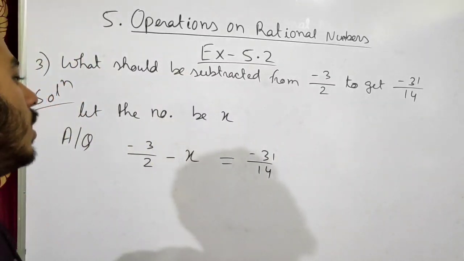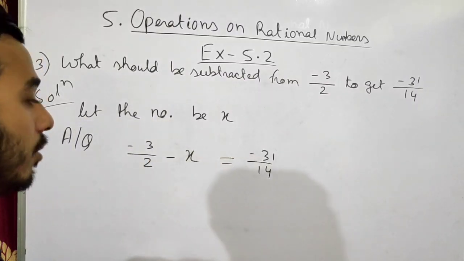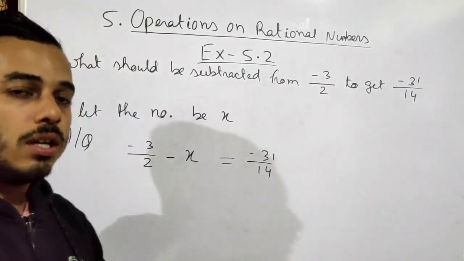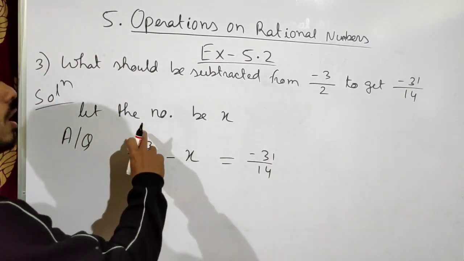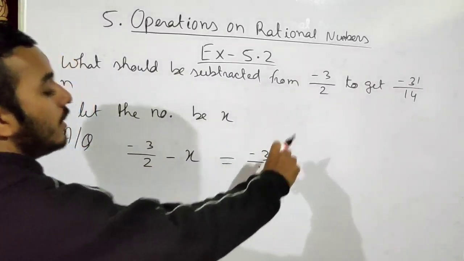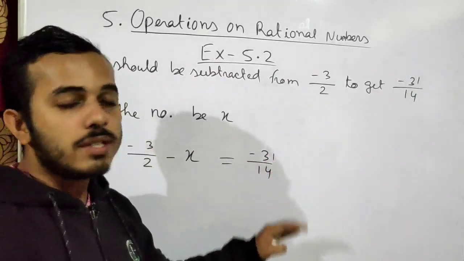Now we have to find out the value of x. So we have to remove this rational number to the other side, that is the right hand side. This side is known as the left hand side, and that side is known as the right hand side.